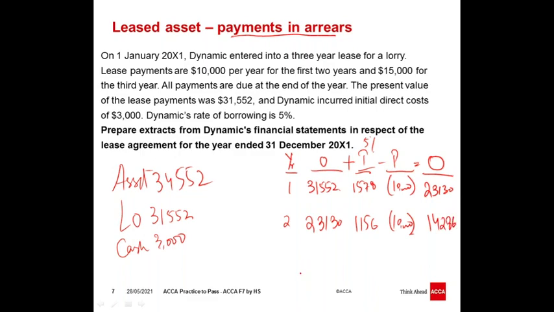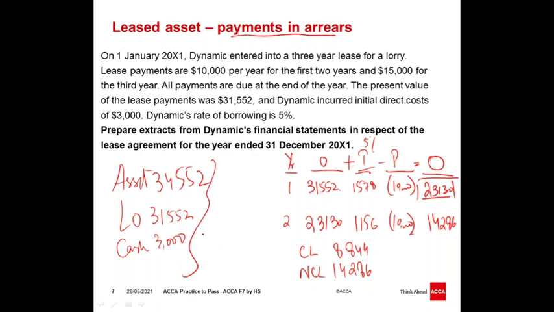So now you will be in a position to calculate the current liability and non-current liability. The non-current liability based on the year 1 is 14,286. And the current liability is the amount that you have paid between the 2 years. It will be 8844.